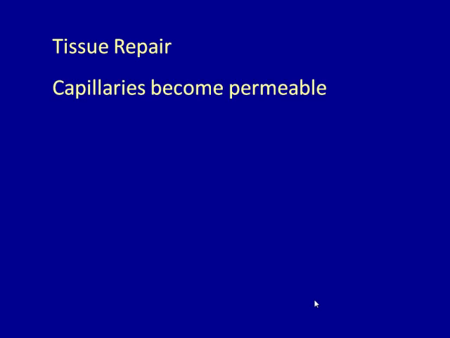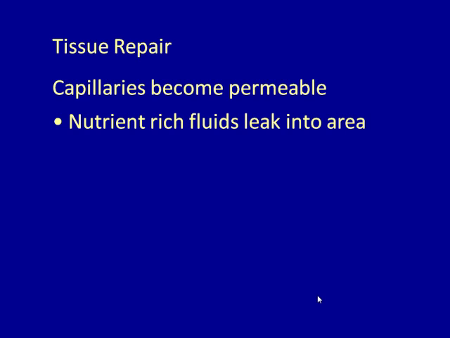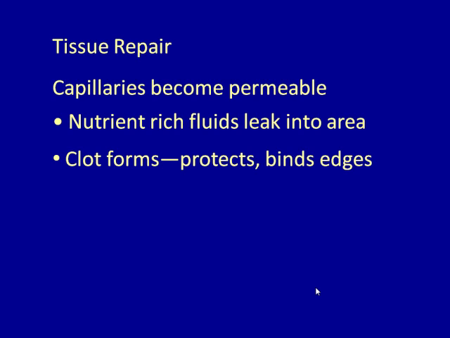Whenever a tissue is damaged, the first thing that happens is the capillaries in the area become more permeable. That is, the spaces between the cells of the capillaries open up a little bit, and so nutrient-rich fluids from the blood can leak into the surrounding tissue. This is going to make for a little bit of swelling in the area. Also, a clot begins to form. Now, the clot helps protect the area by sort of isolating it, and if it's a place where there are rough edges, it will begin to bind the edges together.